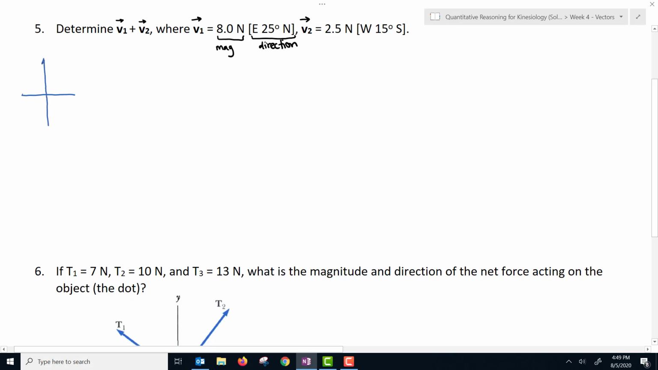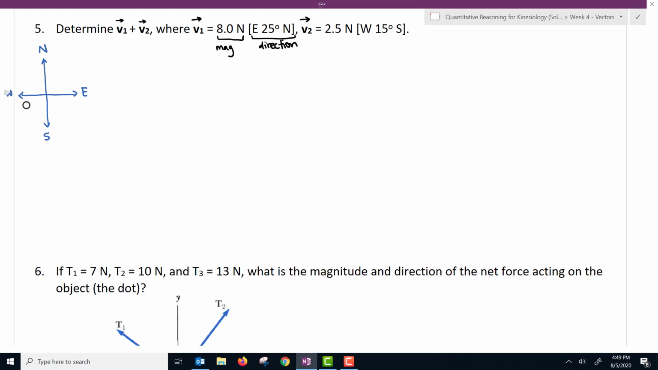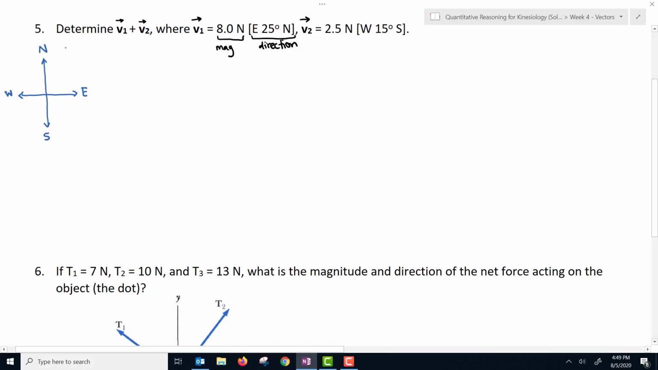So for the first vector, notice that we're talking about east, 25 north, so this one would be north, east, south, west. Okay, so I have 8 newtons, east, 25 degrees north. So from east we're going 25 towards north. We're not going halfway at all, we're just going less than that. Its magnitude was 8 newtons, and the angle was 25 degrees. So that's what the first vector looks like.